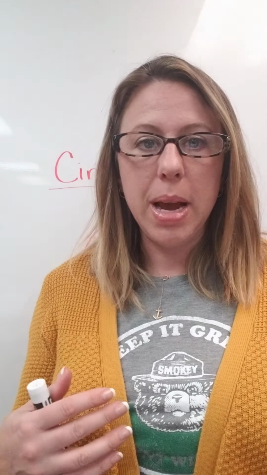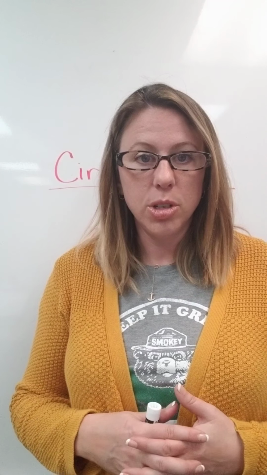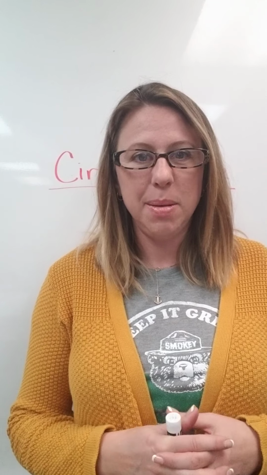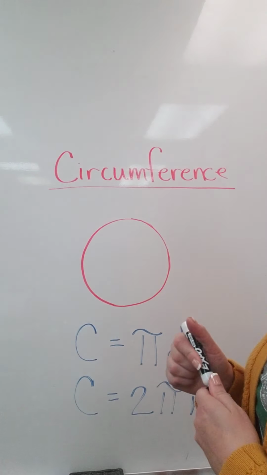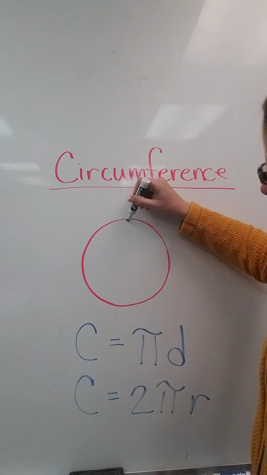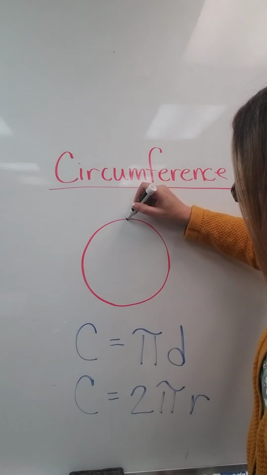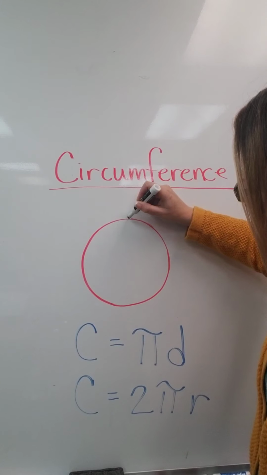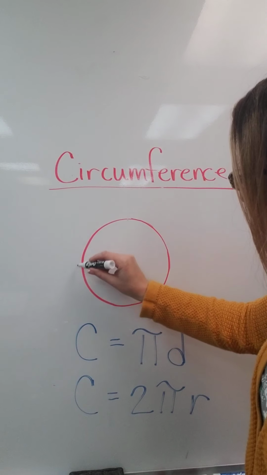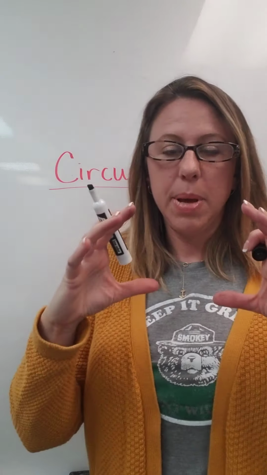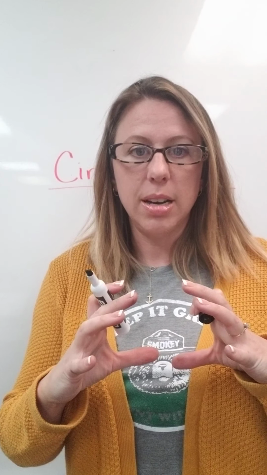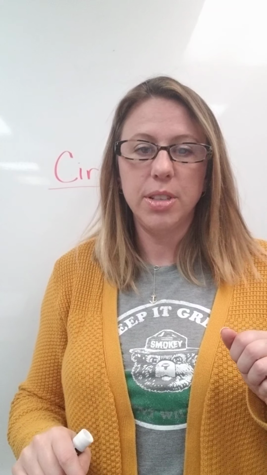I want to remind you guys a little vocabulary for circles just to make sure we're all on the same page. Okay. So circumference is the measurement from one point on a circle all the way around back to that point. This is basically how big is that circle. That is the circumference, the measurement all the way around the outside of a circle.